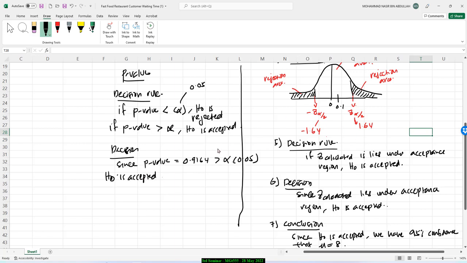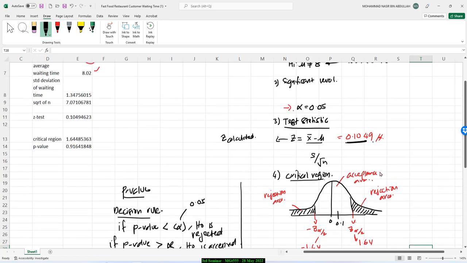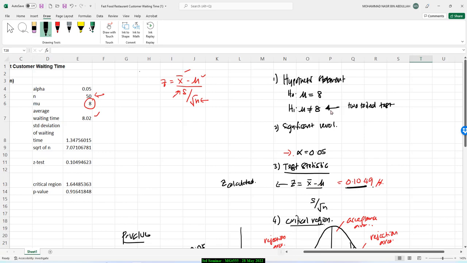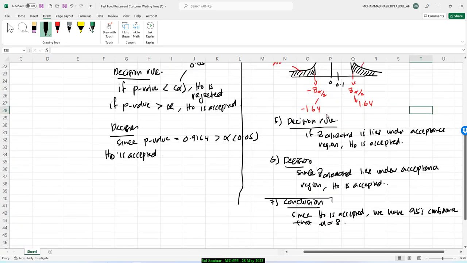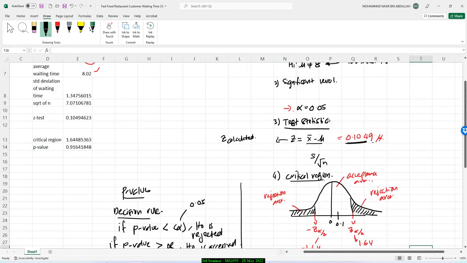Dia mesti sama. Dua-dua method mesti sama conclusion dia. So the conclusion are still same lah. Since null hypothesis is accepted, we have 95% confidence that average waiting time is equal to 8 minutes. Boleh faham? So this is the procedure. Okay? So in your report nanti, you kena buat macam ni lah. Right? Boleh? Okay? Ada soalan tak?